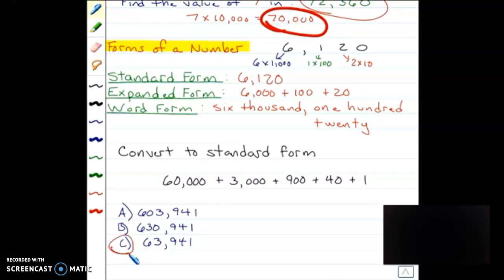Great job. Your answer is C, 63,941. To convert this number from expanded form to standard form, you simply add up all the numbers. Take each number, 60,000, add on the number next to it, 3,000, add on the 900, the 40, and the 1. When you add all these numbers together, you should come back to 63,941.